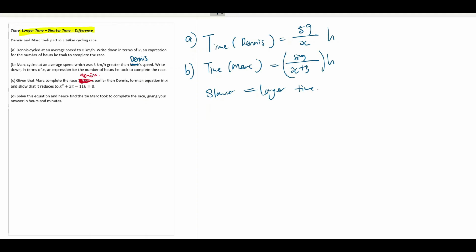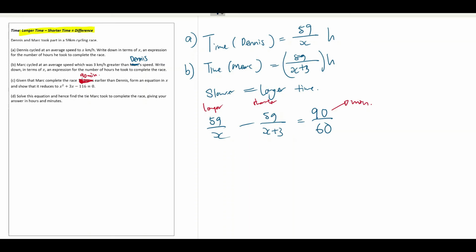Okay? So who takes a longer time? Dennis takes a longer time, which is 59 over x, minus 59 over x plus 3. This is the longer time minus shorter time equals to the difference in timing. What is the difference in timing? It is 90 minutes. But when you put 90, you have to put 90 over 60 because 90 is in minutes. Unless originally they gave you 1.5 hours, then you should write 1.5 on the right side. Okay? And based on what you learned before, the left side, go and make it to a common denominator.